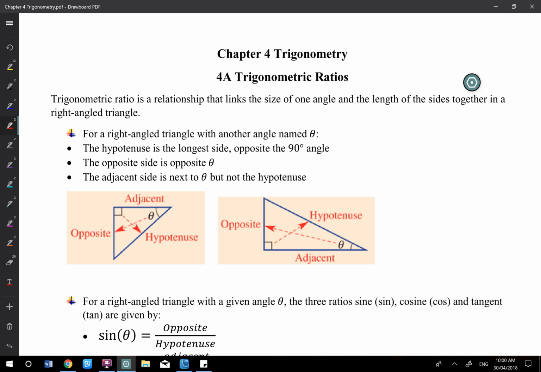We learned chapter 4 is on trigonometry. Okay, so it's basically about right angle triangles for sine, cosine, and tangent values. You must remember that when we talk about sine, cosine, and tangent, it must be a right angle triangle. If it's not a right angle triangle, you can't use sine, cosine, and tangent. That's the first thing you must remember.